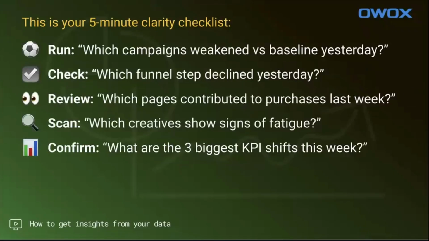Number one, run which campaigns weekend versus baseline yesterday. You can use any tools for this. Number two, check which funnel steps declined yesterday. Then review which pages contributed to purchases last week, the most and the least, so you can plan it.